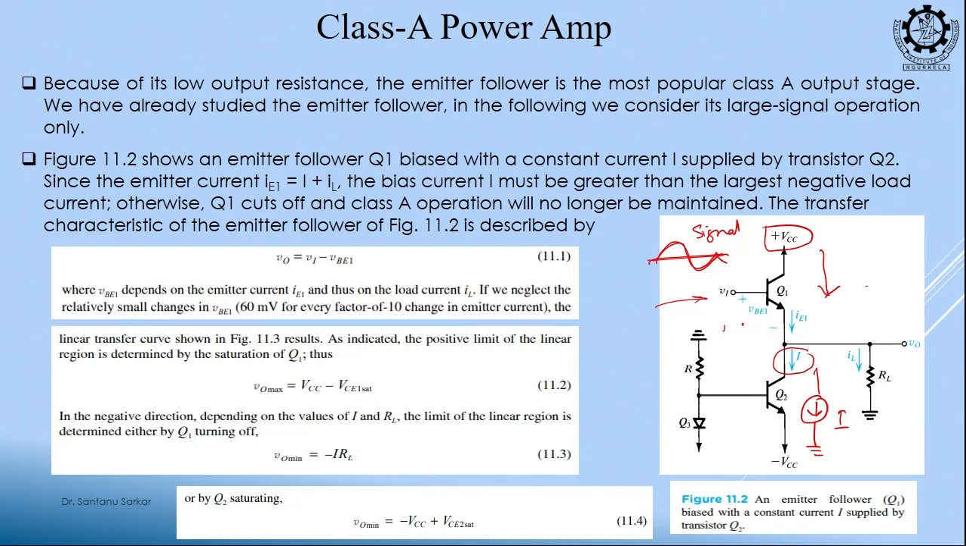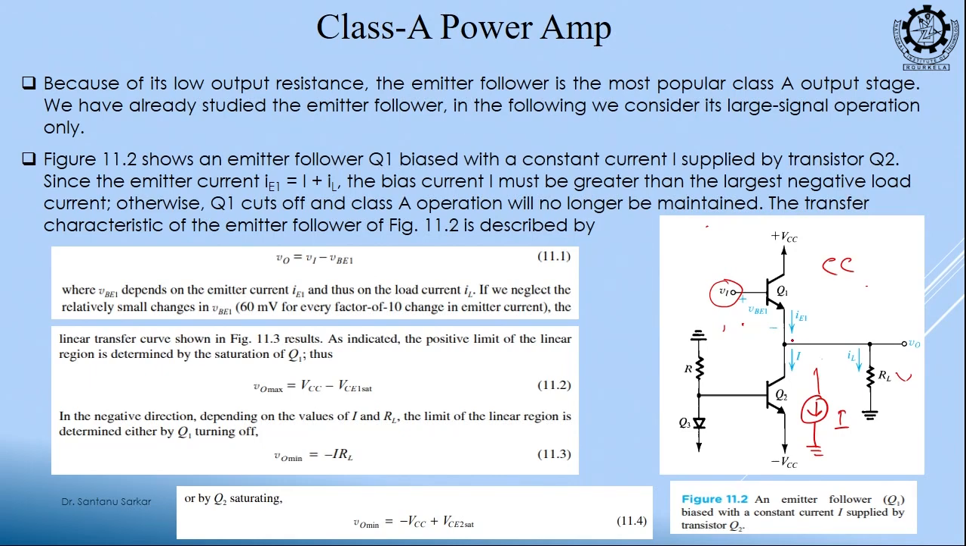So, this emitter current is now, if you do the KCL at this node, I is equal to I plus I load. So, this is the current that is going to the load resistance. So, if this is your VI, can you tell me which kind of circuit this is? Output you are taking from the emitter terminal. So, this is common collector, which is also known as the emitter follower.